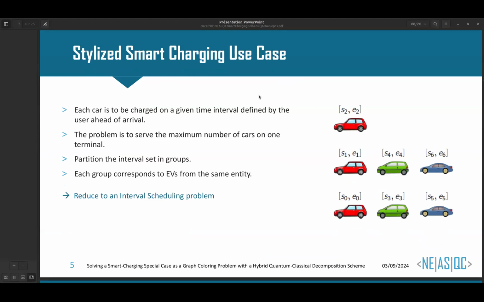And the problem is to serve the maximum number of cars on one terminal. And there's an additional constraint which says that the cars are in groups, and we need to partition the interval set representing each car. And in this case, we could reduce the problem to an interval scheduling problem.